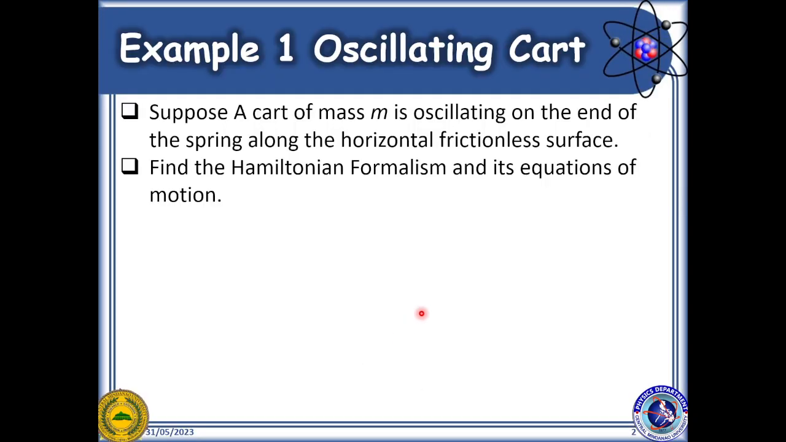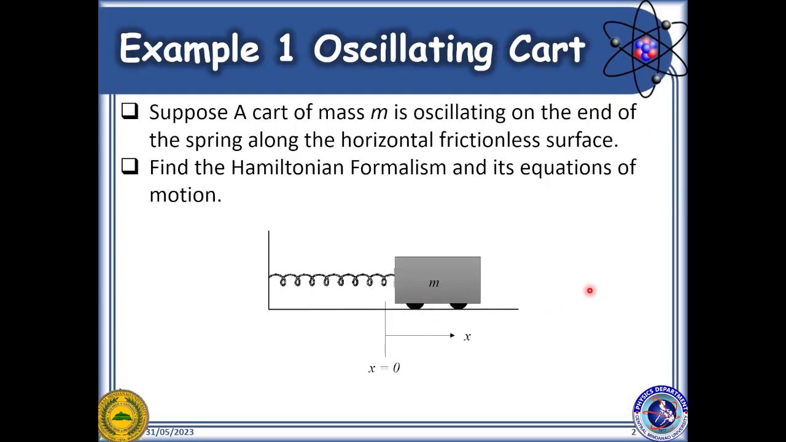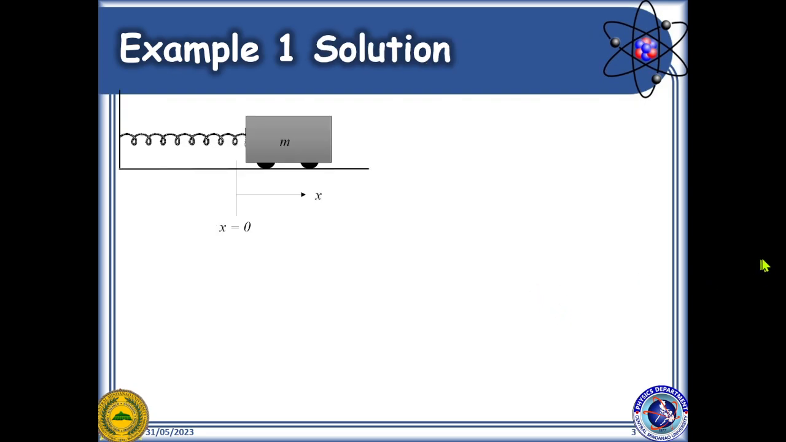So our first example is about an oscillating cart of mass m that is oscillating on the end of a spring along a horizontal frictionless surface. The question is to find the Hamiltonian formalism and its equations of motion. First, we try to understand the mechanics behind the system.